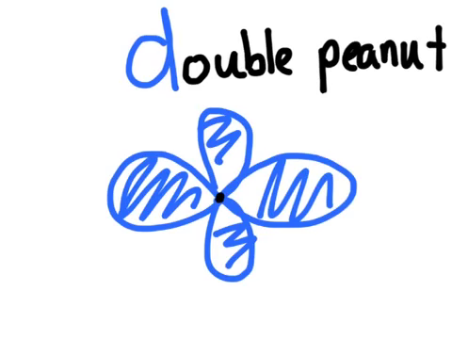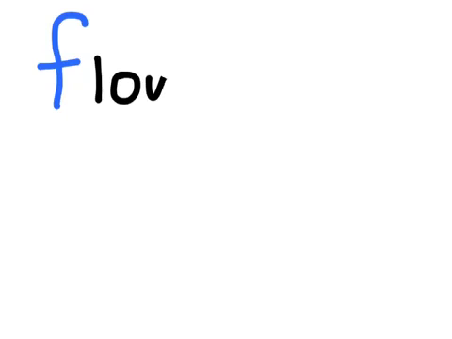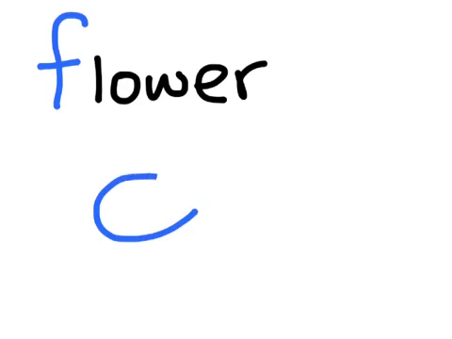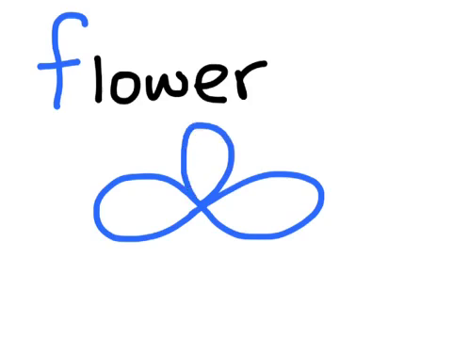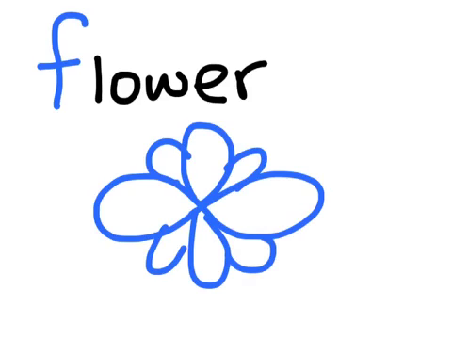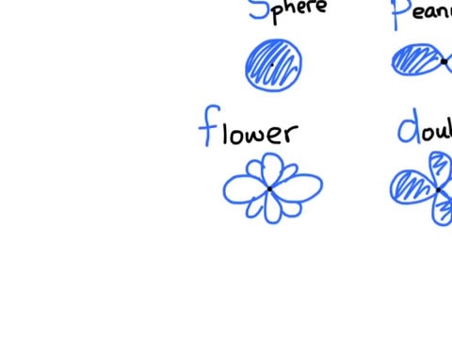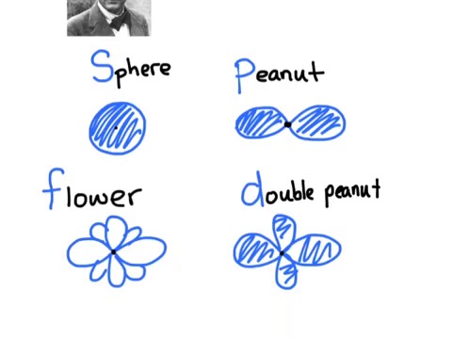And the last one we'll talk about here is the f orbital, and this one looks kind of like a flower. I'm taking some liberties in saying that, but it's going to look something like this crazy looking shape here. Again, 3 dimensions, nucleus right there at the center, and these are the shapes of our 4 different orbitals.